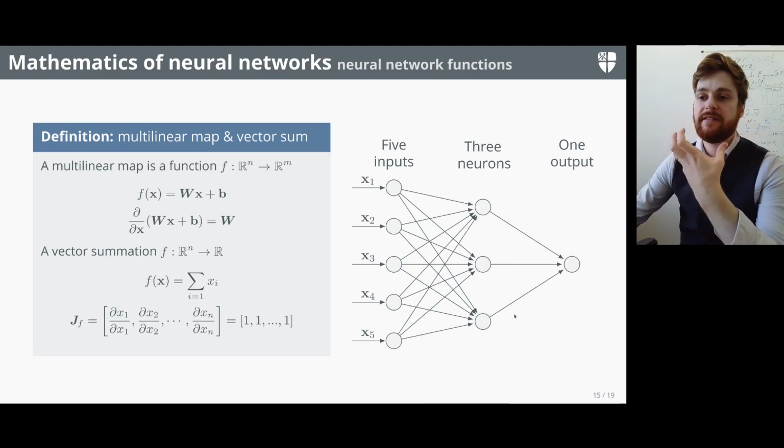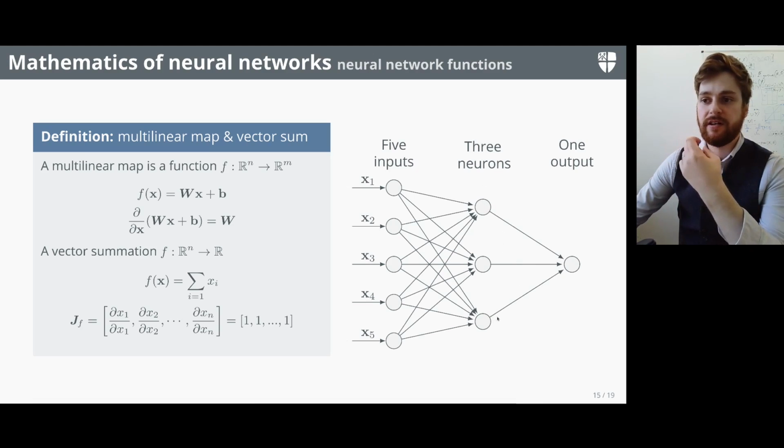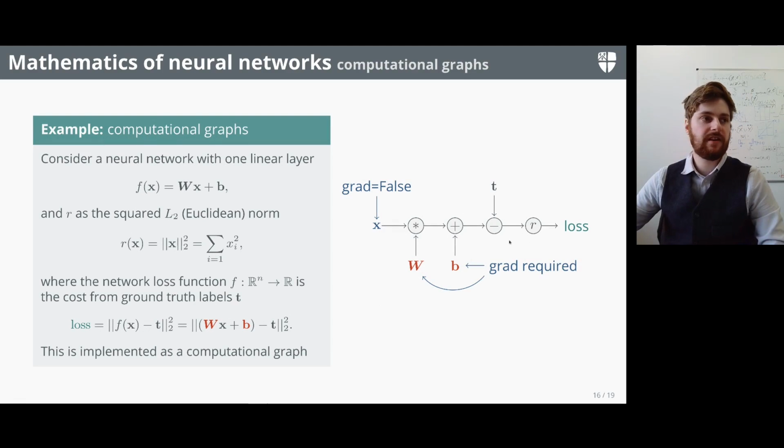Ultimately, we need some cost function which somehow measures how good these predictions are, or what distance they are from the ground truth. For example, we could take the Euclidean distance between these outputs and some known ground truth, some target vector, and this would just give us a single scalar value at the end. So here's an example of this.